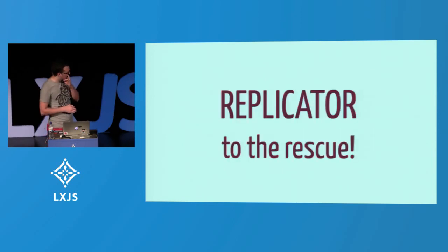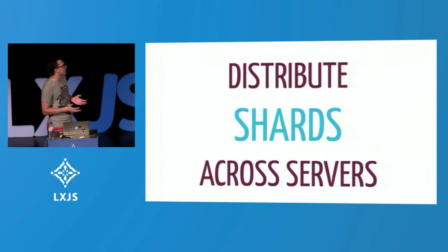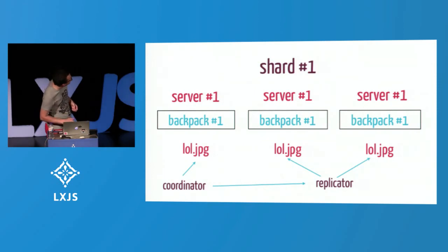So the replicator is a node that actually moves data around. You have to make multi-node shards to take advantage of the replicator. If you have just 1 node in a shard, you don't need to replicate anything. Replication works inside of shards. So if you have three nodes in 1 shard, you actually save to 1 node and then replicate to the other nodes. And you have to distribute shards across servers, because if you don't, a METEORITE will just bring the whole shard down. That's not what you want. So that's the simple picture of how it works.